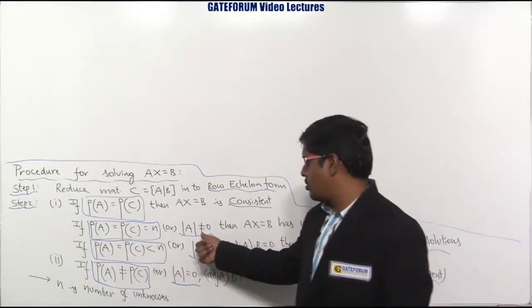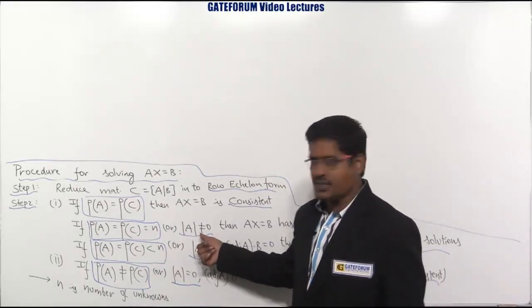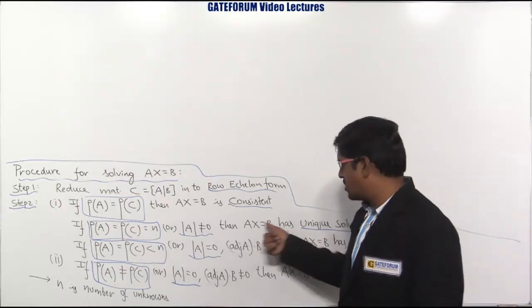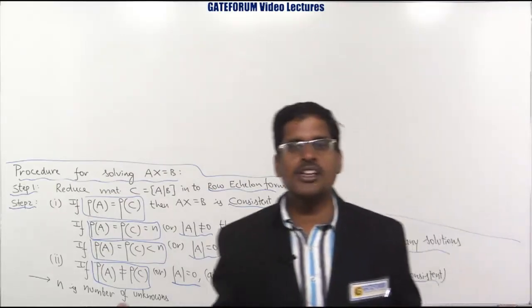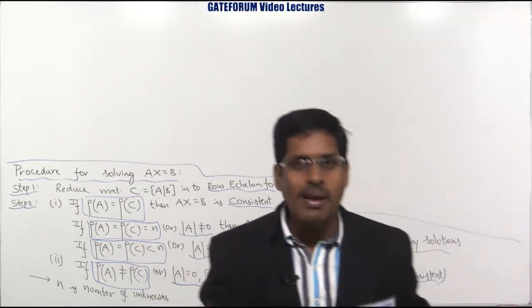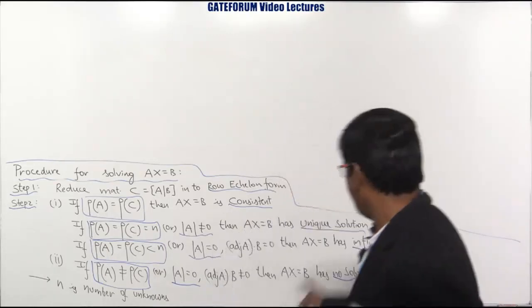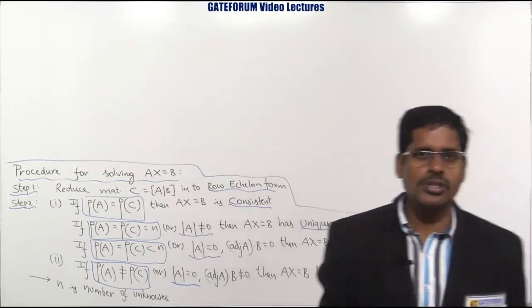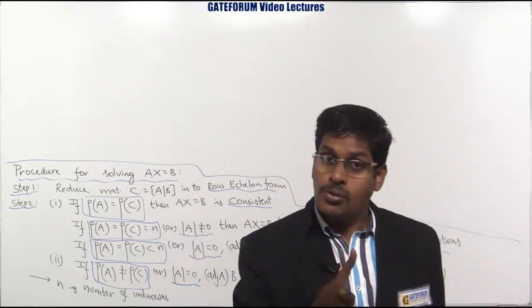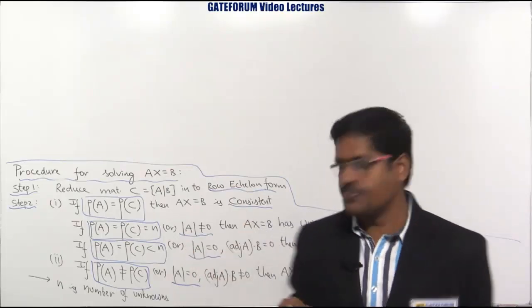Or this is the 11th class, 12th class method: A not equal to 0, then Ax equal to B. What is Ax equal to B? Given equations written in matrix form. That means the given equations have a unique solution. Unique solution means only one answer for x, y, z values.